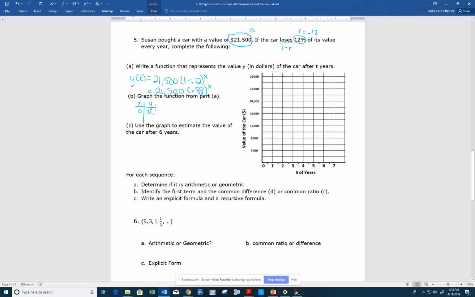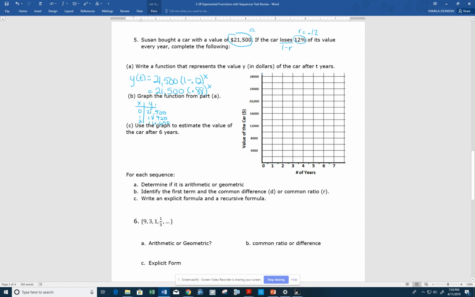At year 0, we get 21,500. After year 1, it's 18,920. After year 2, it's 14,652. I'm sorry, I take that back. No, after year 2, I was looking at the wrong line on my paper. After year 2, it is 16,650.